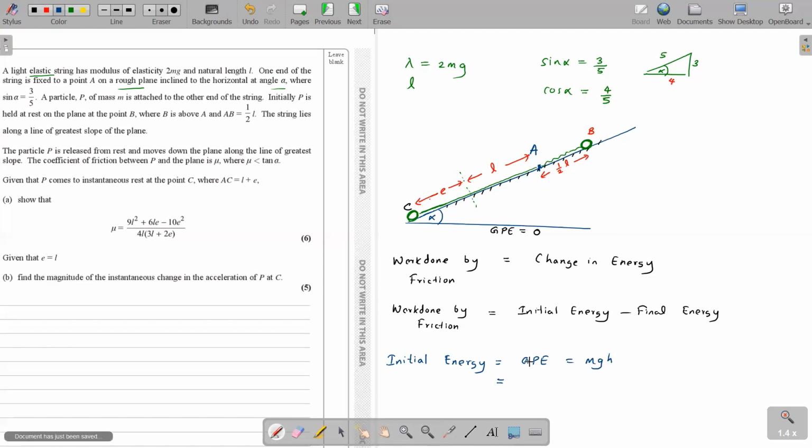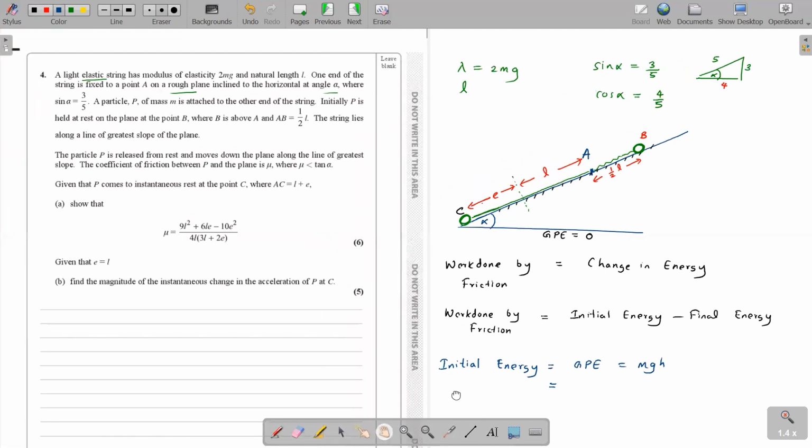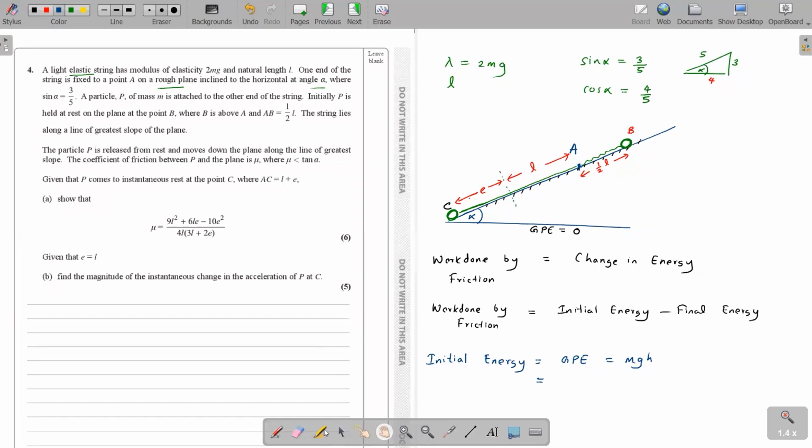The mass is m, a particle of mass m. So m into g into what is the perpendicular height? What is the full height here? You have to take this full height and resolve it to get the perpendicular height. So the full length is E plus L plus half L. L plus half L is 3L over 2. So 3 over 2L plus E is the full length, and you have to resolve it to get the vertical.